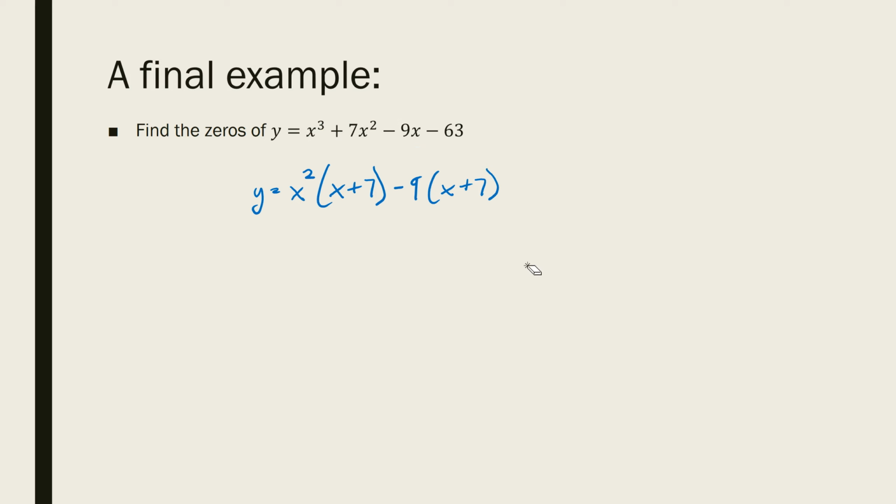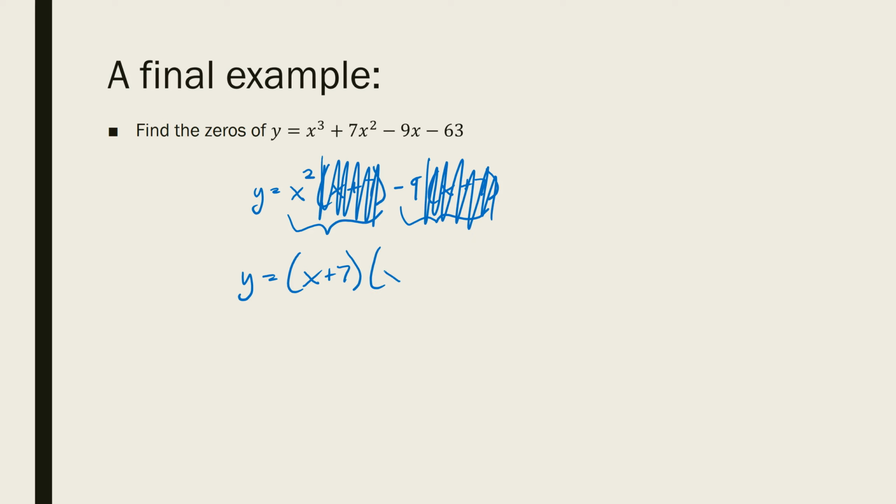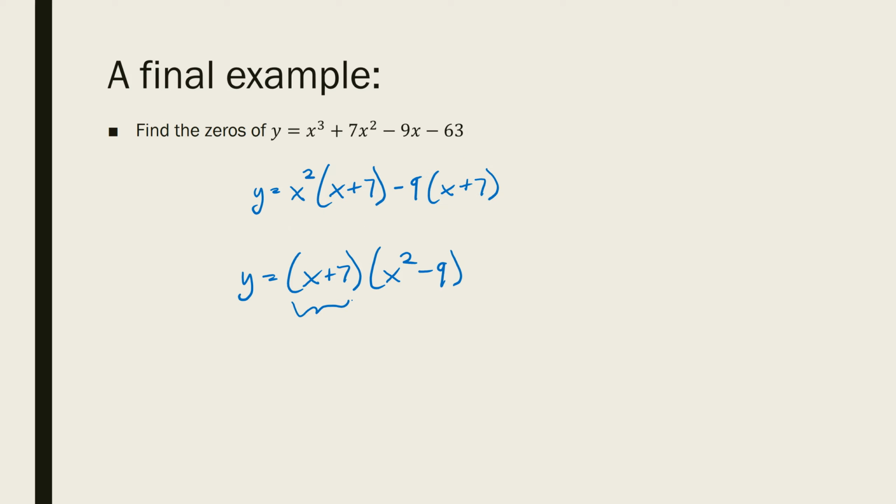All right, now what did I notice? This term has an x plus 7. This term has an x plus 7. So if I pull x plus 7 out of both terms, I'm left with, it's gone from this term, it's gone from this term, I'm left with x squared minus 9. Now, clearly, the x plus 7 cannot be factored any further. But what do you notice about this? Oh, hey, it's another difference of squares. So I can continue to factor it.